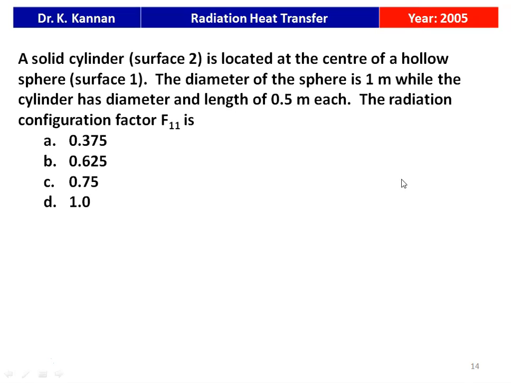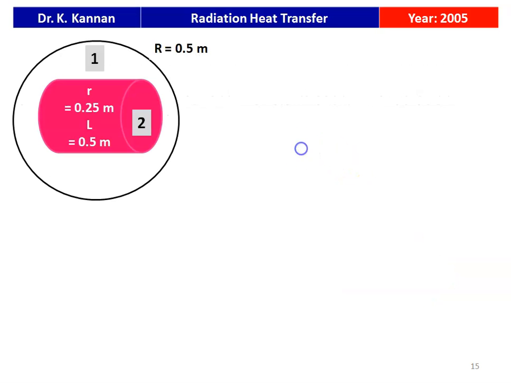Next question from 2005 question paper: a solid cylinder surface 2 is located at the center of a hollow sphere of surface 1. The diameter of the sphere is 1 meter while the cylinder has a diameter and length of 0.5 meter each. The radiation configuration factor F11 is 0.375, 0.625, 0.75 or 1. So the answer is 0.625. We will see how in the next slide.